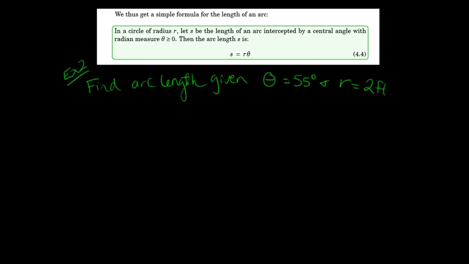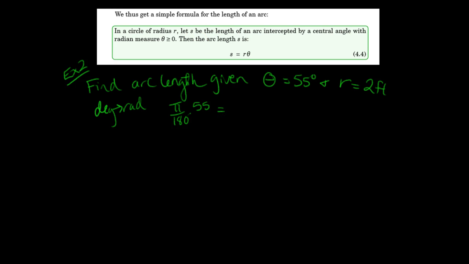So for some example where you're asked to find arc length, given that the central angle right here is 55 degrees and r is equal to 2 feet. So you can do it the traditional way, and you can convert from degrees to radians first. So from degrees to radians, our formula is that you take pi over 180 and you multiply that times 55 degrees. And you get your radians.